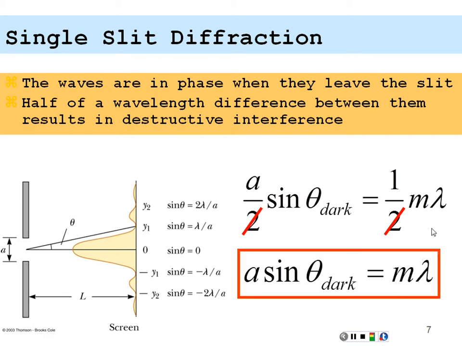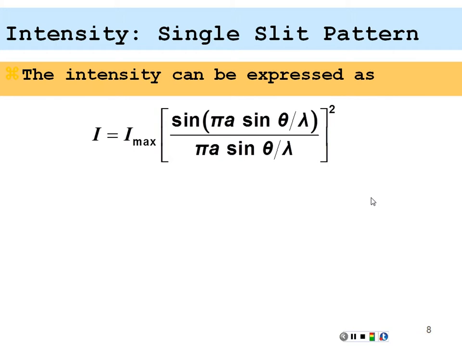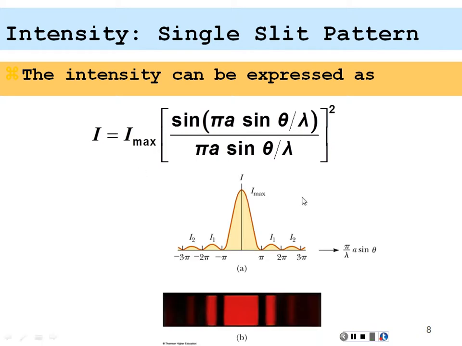So we will have that a sine theta to that point will be equal to an integer m times lambda, where m is plus or minus 1, plus or minus 2, and so forth. The intensity, in a similar type of treatment as we had for interference in the last chapter, will be equal to a maximum intensity times sine of pi a sine theta over lambda, over pi a sine theta over lambda, that quantity squared. If we combine this with double slit diffraction, then we'll have the intensities superimposed on each other.